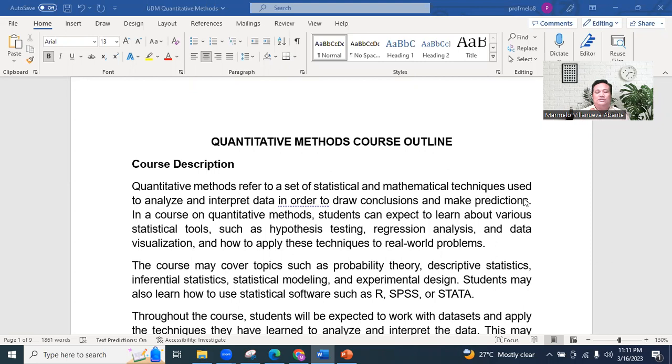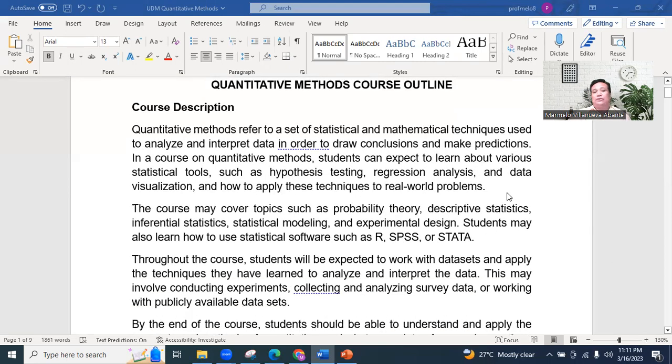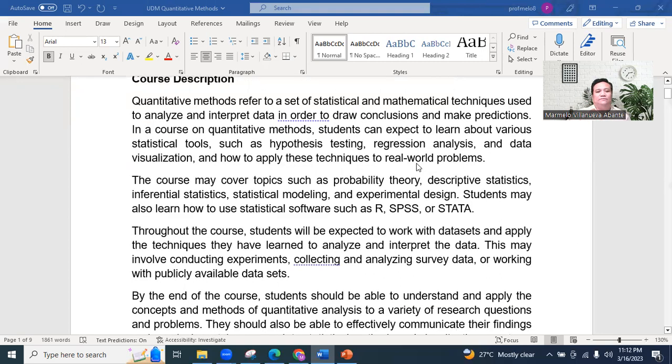So the course description: quantitative methods refer to the set of statistical and mathematical techniques used to analyze and interpret data in order to draw conclusions and make predictions. In the course on quantitative methods, a student can expect to learn about various statistical tools such as hypothesis testing, regression analysis, and data visualization, and how to apply these techniques to real-world problems.